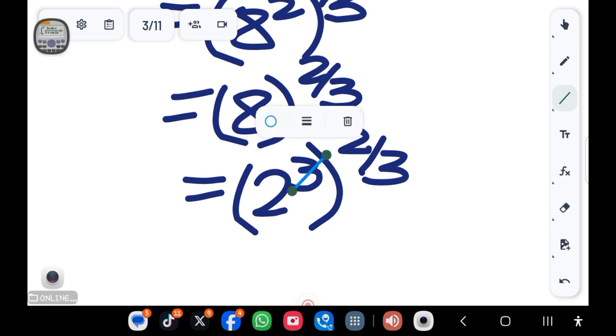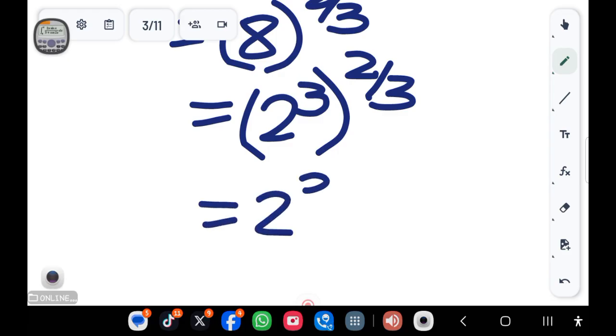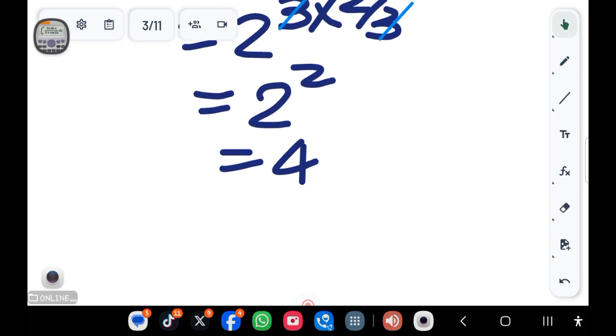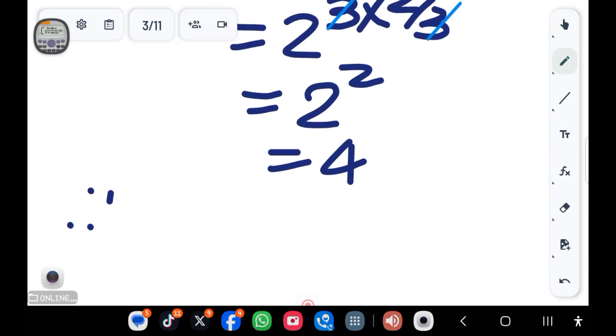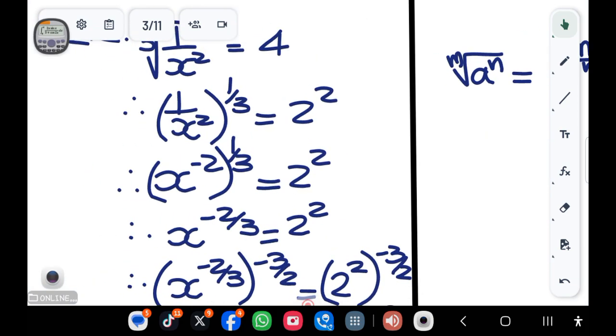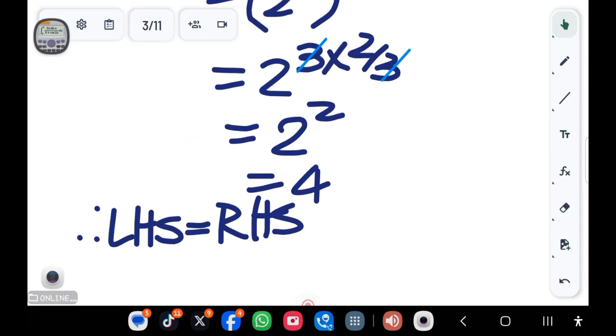Now the 3's cancel out, so that is equal to 2 to the power of 3 times 2 over 3. Just want to show you how that leaves us with 2 to the power of 2, and that is equal to 4, which is equal to the right hand side. Therefore, left hand side equals the right hand side. There is the right hand side, it is equal to 4, meaning that therefore x equals 1 over 8 is the solution.